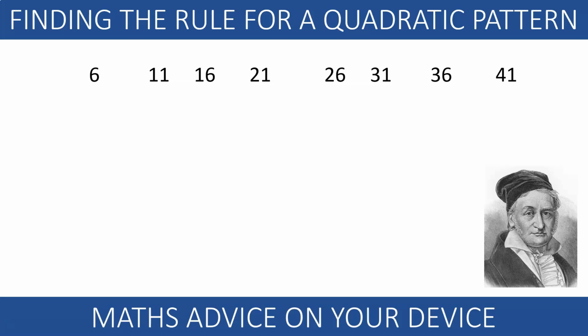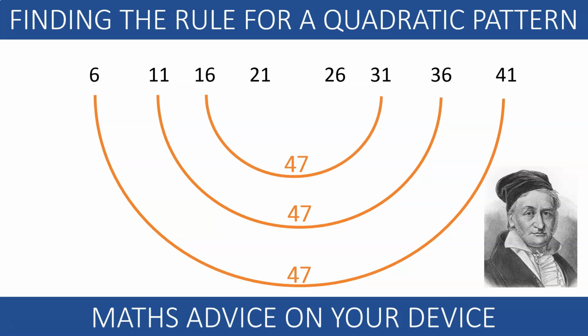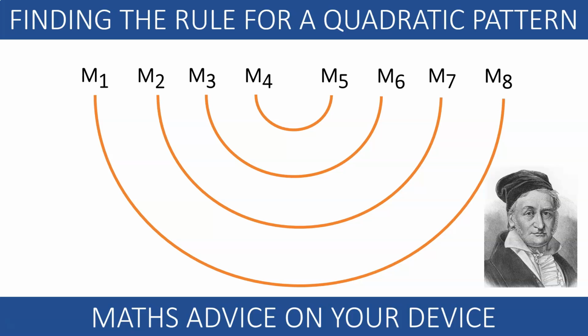This will work if you want to obtain the total amount of matches to make the first 8 patterns. Adding pattern 1 and pattern 8, pattern 2 and pattern 7, pattern 3 and pattern 6, pattern 4 and pattern 5, we obtain 4 pairs of 47, which equals a total of 188 matches required to make the first 8 patterns. No matter how many terms we are adding, we can always pair them up. In this particular case, adding the first and the 8th and multiplying this by 4 will return the total of matches required to make the first 8 patterns.